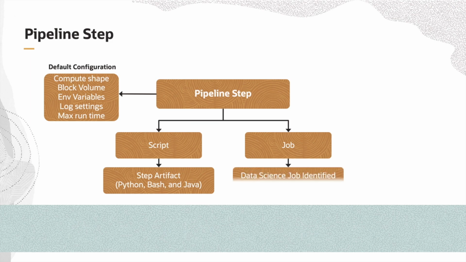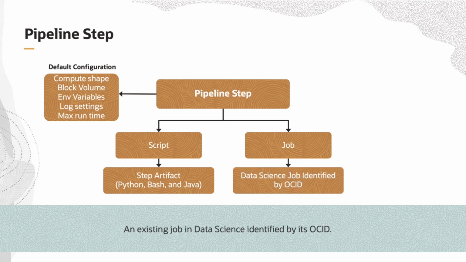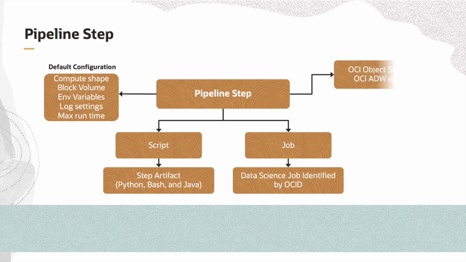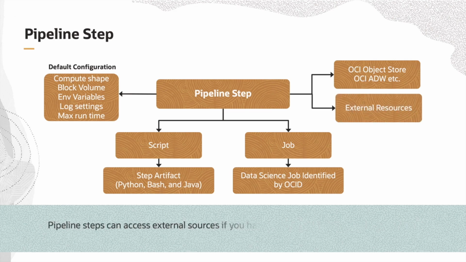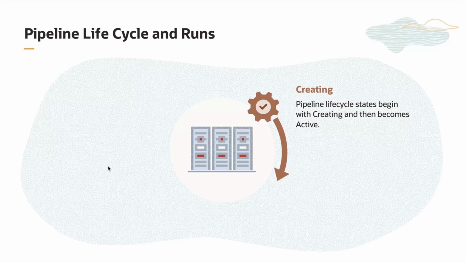If we implement it as an Oracle data science job, we can identify the pre-created job using the OCID. The pipeline step can also access OCI resources like object store and databases provided we set up the right policies to allow the access. We can also use external resources in the pipeline step provided we set up the appropriate VCN. Let's go through the pipeline lifecycle.